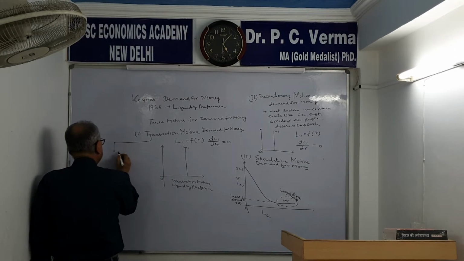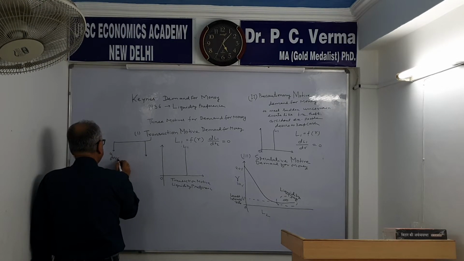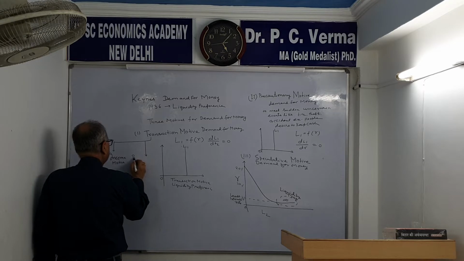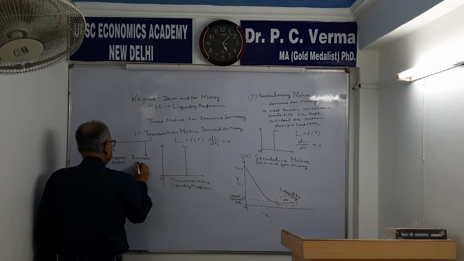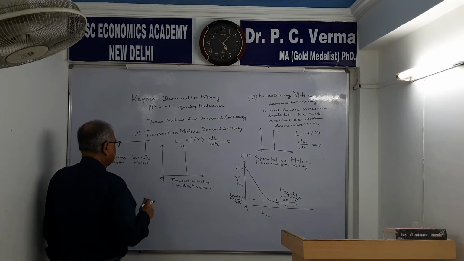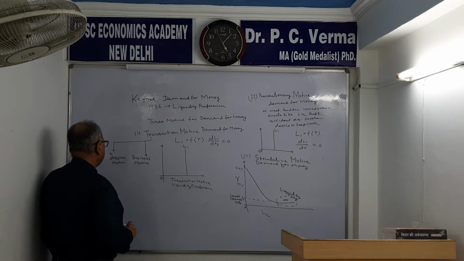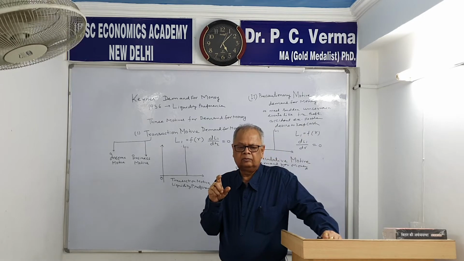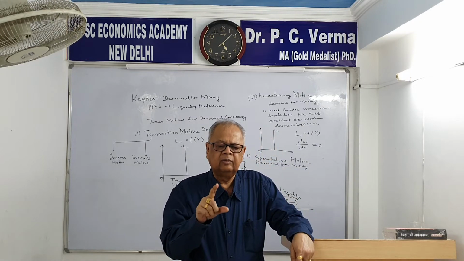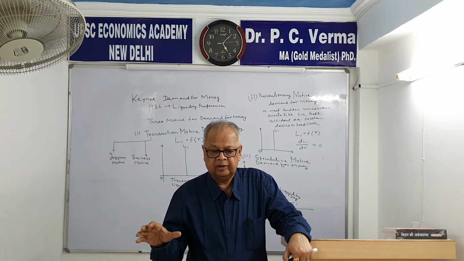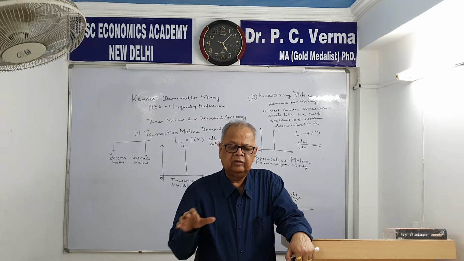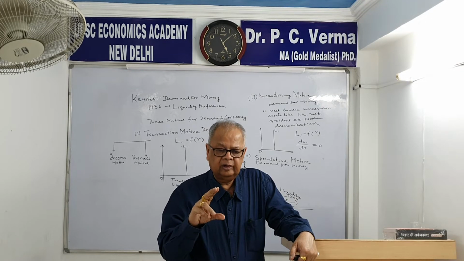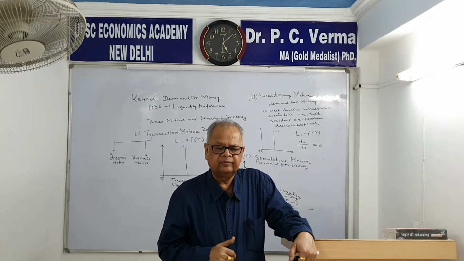J.M. Keynes said that transaction motive is further divided into two parts: income motive and business motive. What is income motive? A person working in a factory will get income after one month. But a hired labor working in your crop field will get per day income. In the USA and Canada, salary is paid fortnightly, after 15 days. This is called the interval.